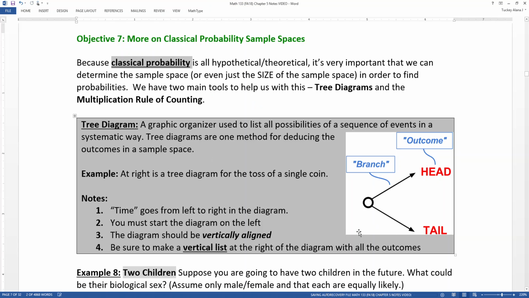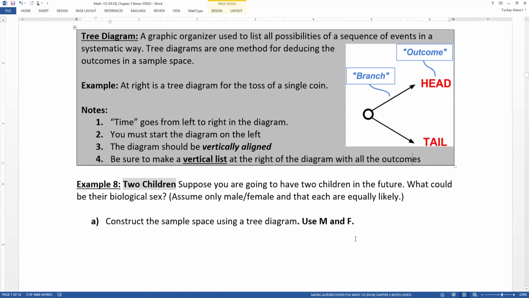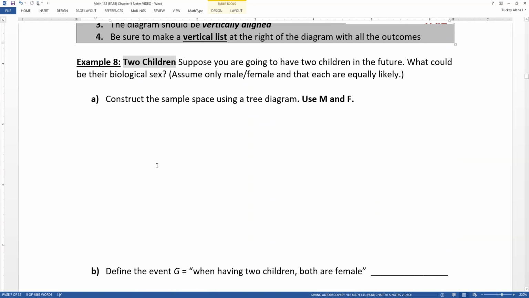Now, there's a lot of things to note on these diagrams. Time is moving from left to right. So as we move from left to right, we're going into the future. So the present is where the dot is, and then as you move along the branch, you're heading into a hypothetical future. You always start the diagram on the left and move right. You don't start it any other way. The diagram should be vertically aligned, namely the outcomes should be one right over the other. And then when you're all done, you make a vertical list at the right of the diagram with all the outcomes.